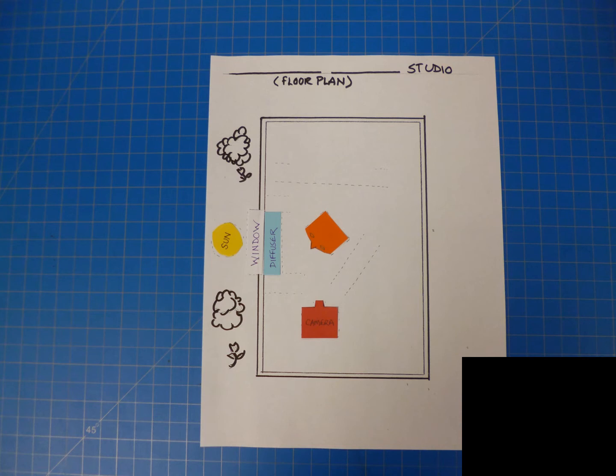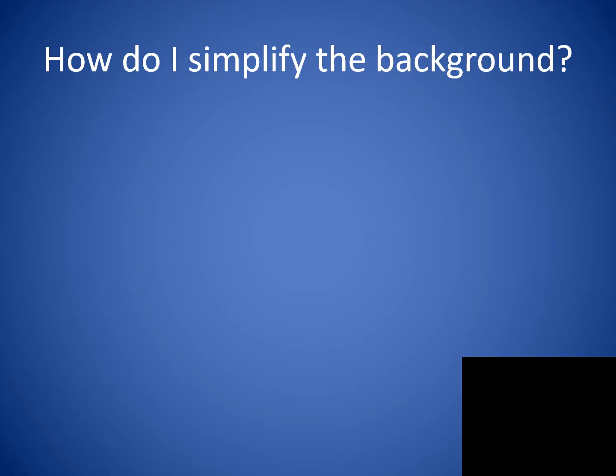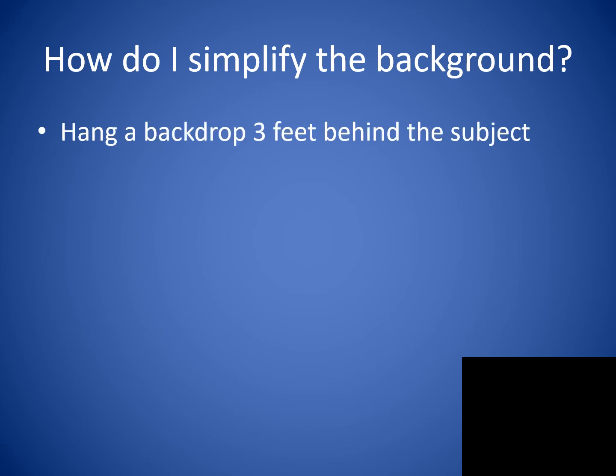So we have the camera and it is parallel to the wall with the window in it. Now the background, we don't want to have a busy background. So you can hang a backdrop about 3 feet behind the subject. You don't want to have the shadow of the subject on the background.